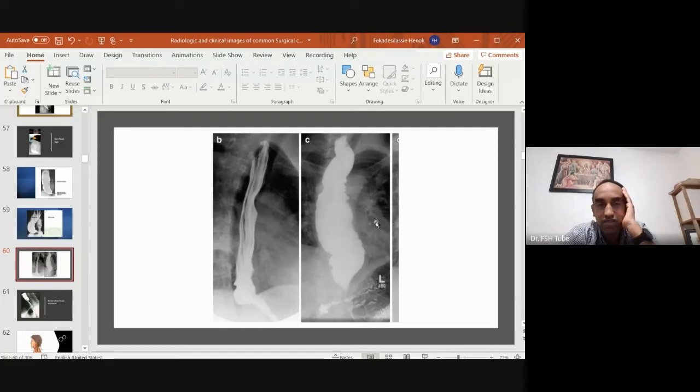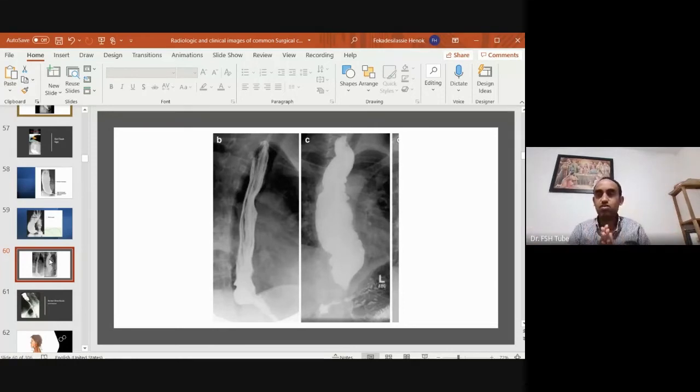Because you see the rib here, you see the diaphragm, that's why you would say this is the esophagus, because it's in the chest. But you can see the looping, so it looks like the sigmoid colon. So sigmoid esophagus or sigmoid mega esophagus. Differential diagnosis for this.